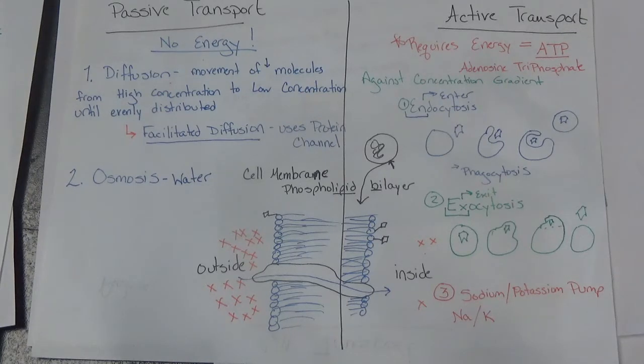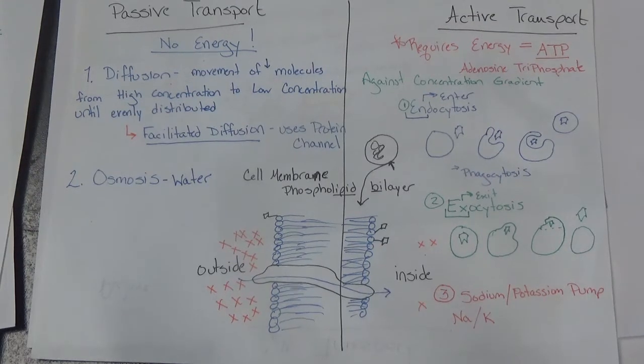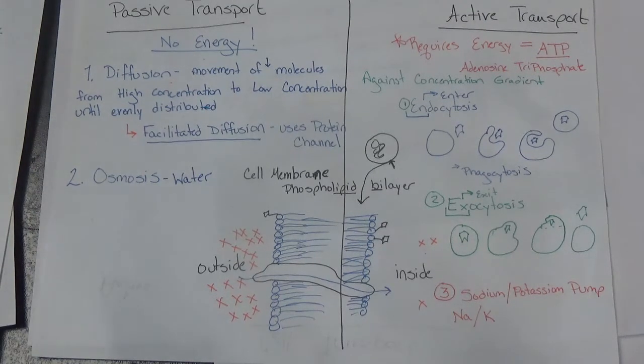And remember that the word facilitated simply means to help. So a protein channel is going to help diffuse materials across the cell membrane. And then osmosis is a special type of passive transport that only involves moving water across the cell membrane. Active transport does require energy, and remember that that energy is coming in the form of ATP, adenosine triphosphate.